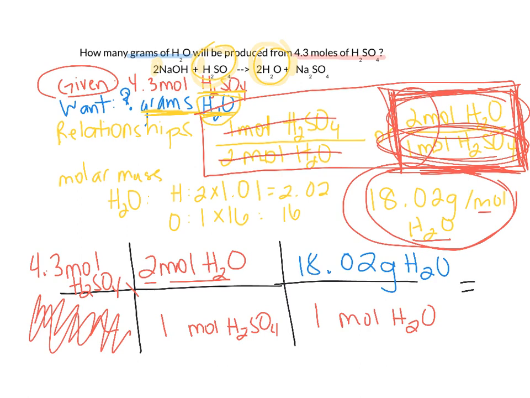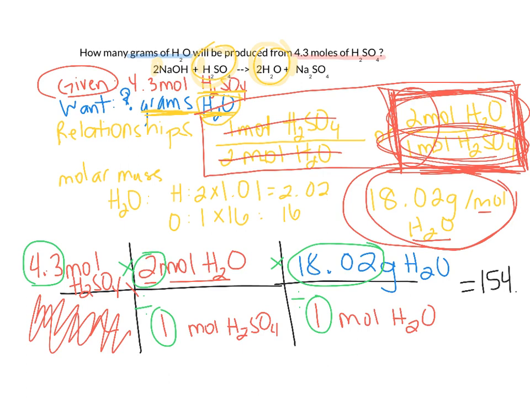Just like in the last video, to solve this, you take your 4.3, you multiply by 2, you multiply by 18.02, you divide by 1, you divide by 1. Yes, it's dividing by 1, so technically you don't actually have to plug that into the calculator. And once you plug all that in the calculator, you get that your answer is 154.97. And the last units you wrote down were grams of H2O, so that's the unit of your answer.